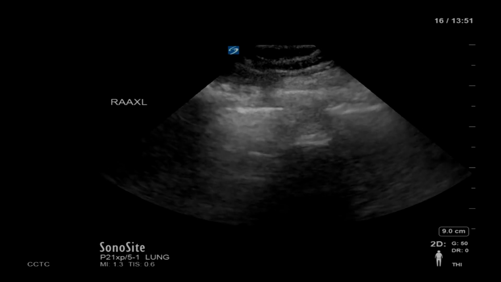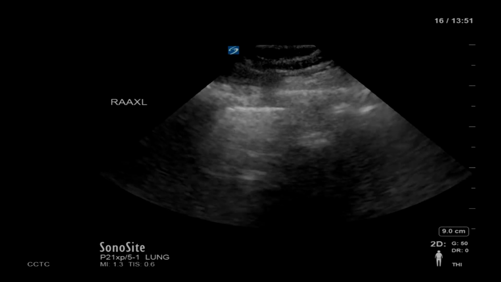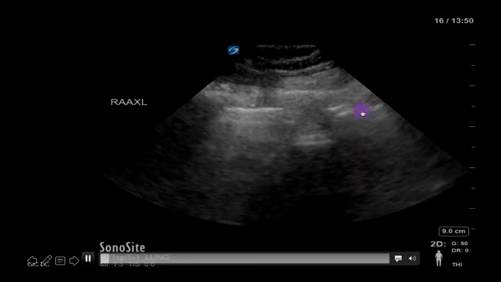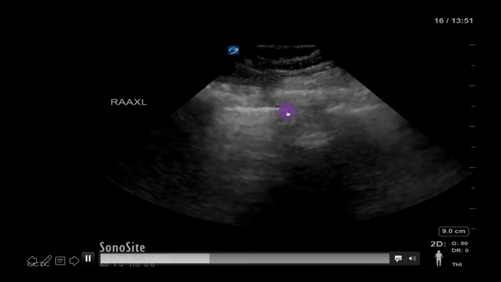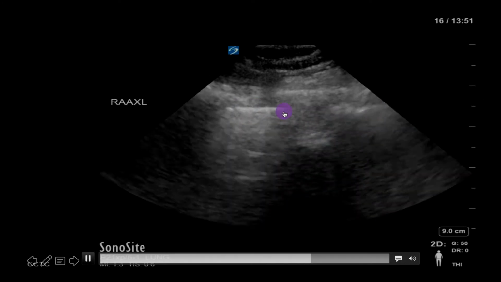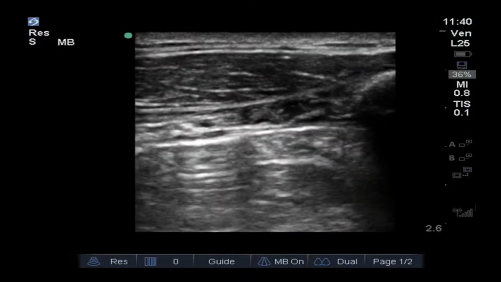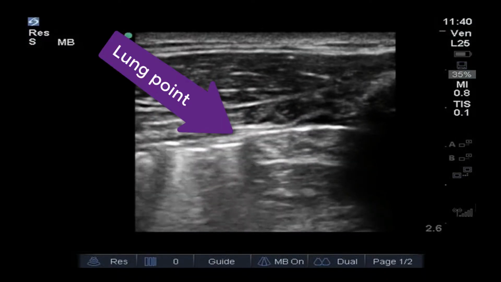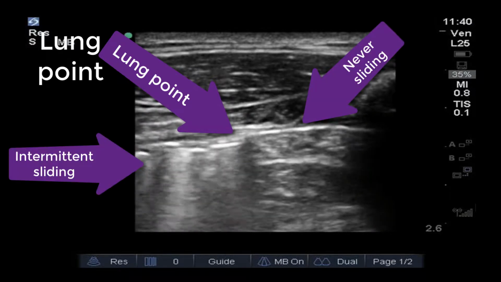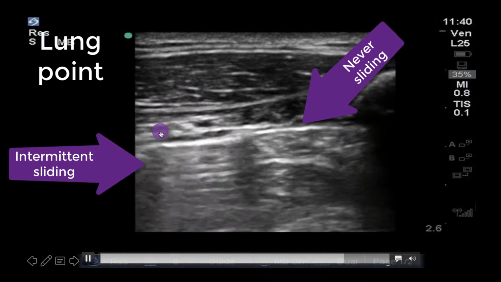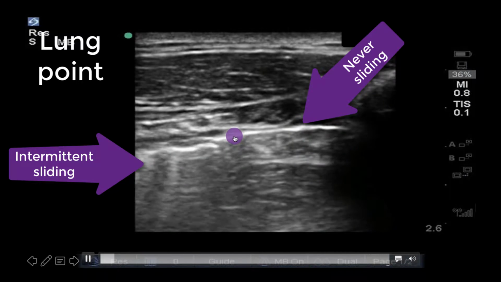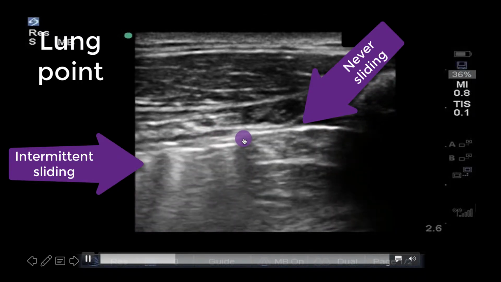Here, we can clearly see there is lung sliding on the right of the screen, while there isn't any on the left. Here is an example of lung point, or the intersection of sliding and not sliding lung. This is diagnostic of a pneumothorax.